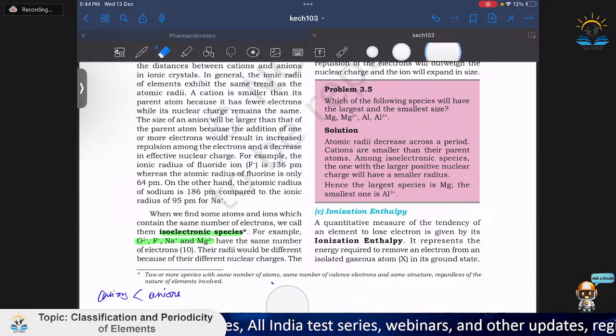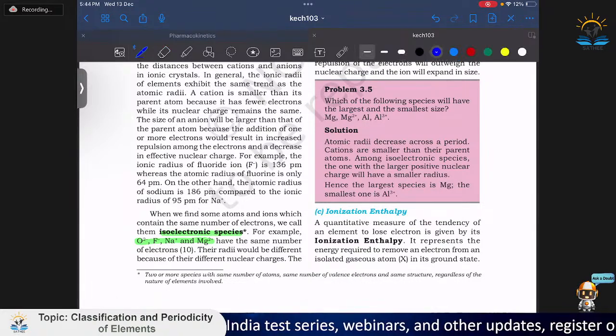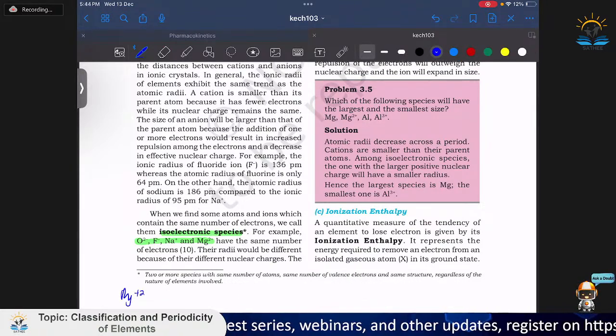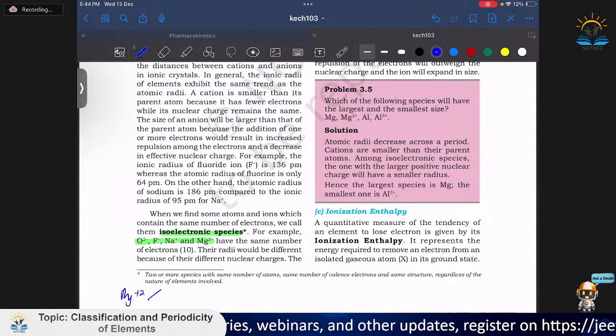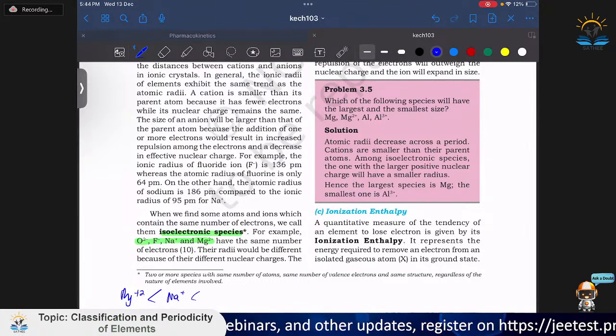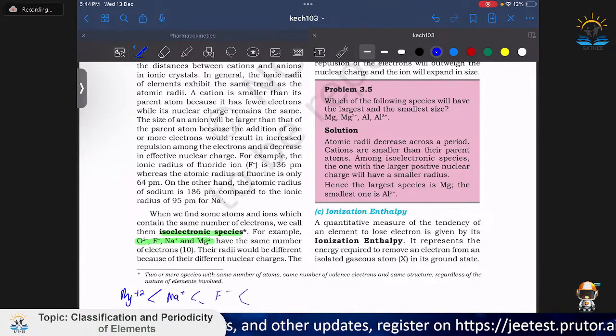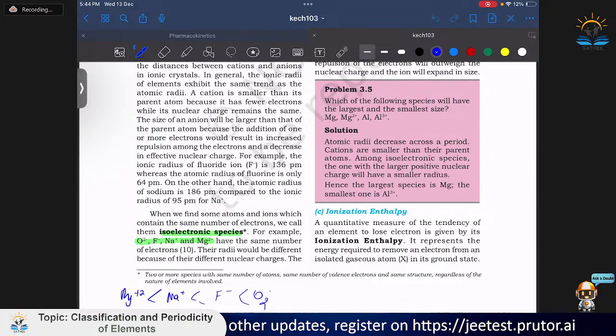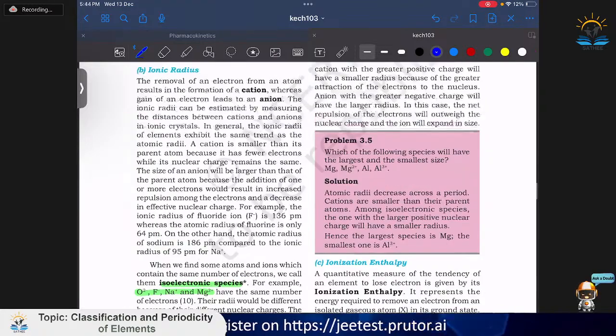So comes the charge also. Here you can easily guess that Mg2+, having the most charge and being a cation, will be smallest, followed by sodium ion, then fluoride ion, and last oxide ion. This is the trend of the size.